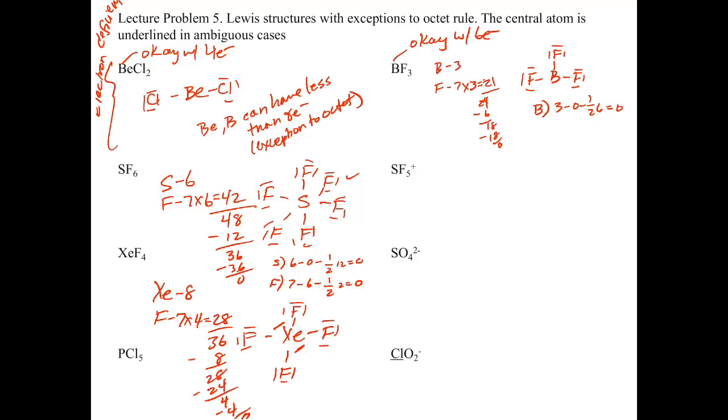So xenon can expand its octet. It's below the third row, so xenon can take those remaining 2 lone pairs. So this is going to give us minus 4, which is 0.